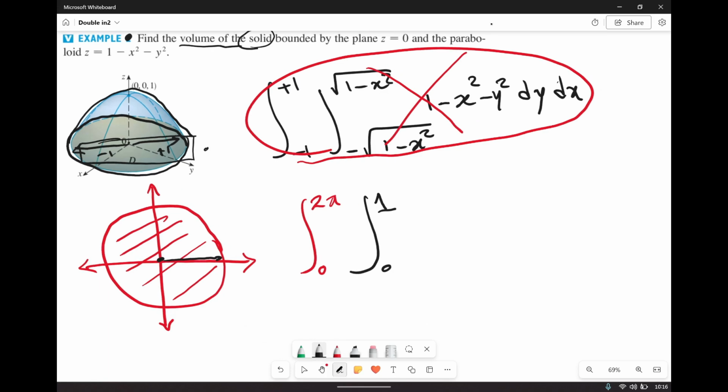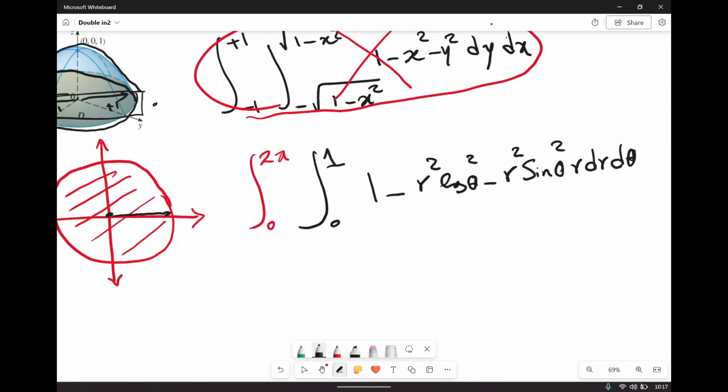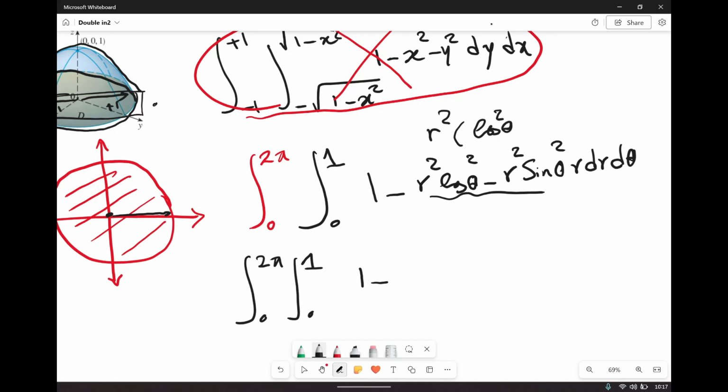If I substitute here, 1 minus, instead of x we must put r cosine, to the power 2. Yes, it is r squared cosine squared theta minus, instead of y, r squared sine squared theta, times r dr d theta. If I factor out minus r squared, it is cosine squared theta plus sine squared theta, and you know that is 1. Therefore here we get 1 minus r squared, times r dr d theta.